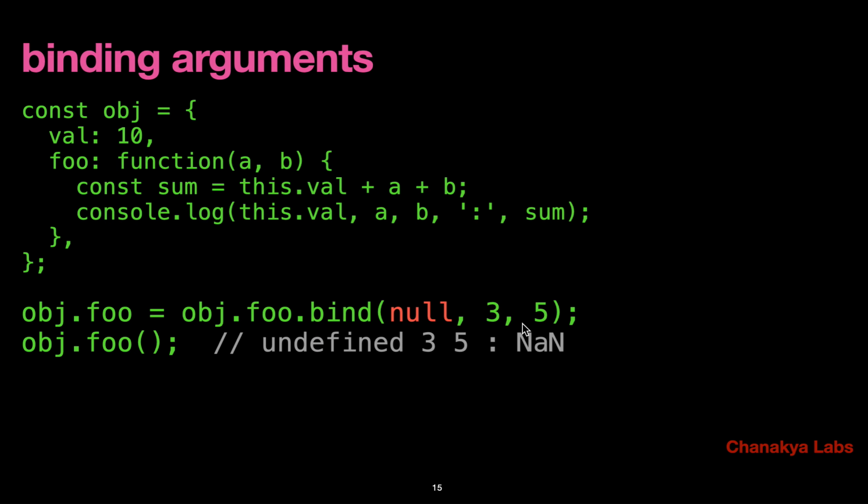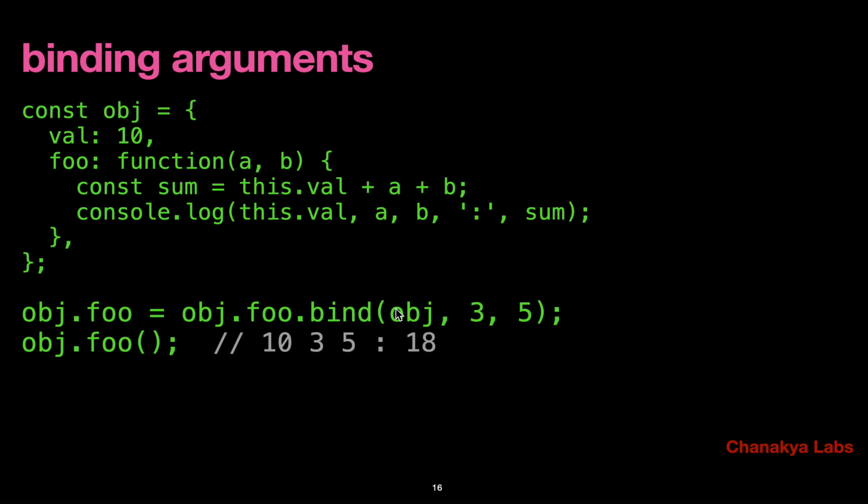But now this becomes global because I am passing null and my execution context is here. So this is becoming global, and that's why global.val is not available. Obj.val is available, global.val is not available, that's why it will be undefined, 3, 5, and the summation will obviously be NaN, not a number. That is fine.